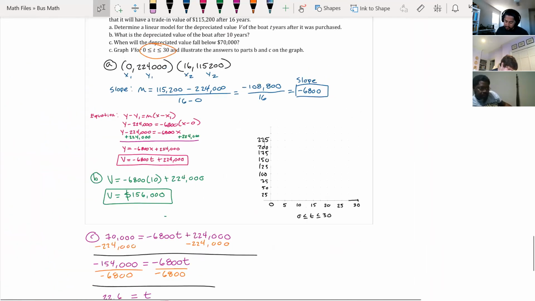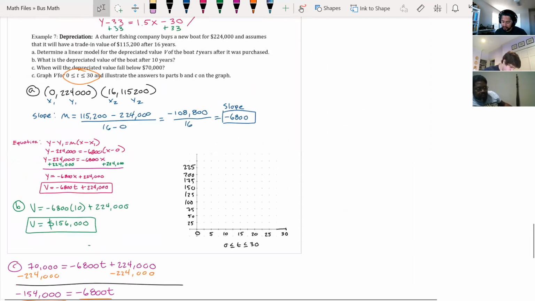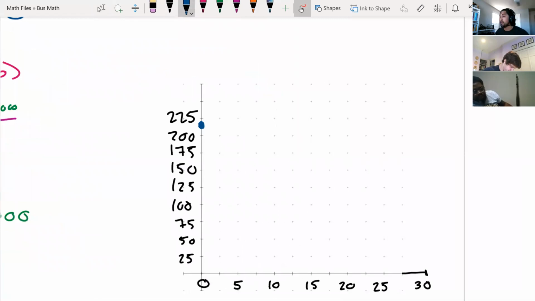Okay, perfect. Now, we don't have to pick any points because we already got points from all the calculations we've done today, and they're already giving us points as well. So let's go ahead and finish off this graph. Let's say that at 0 years, how much did the boat cost? 224,000. So that point is going right underneath here. Doesn't have to be perfect.